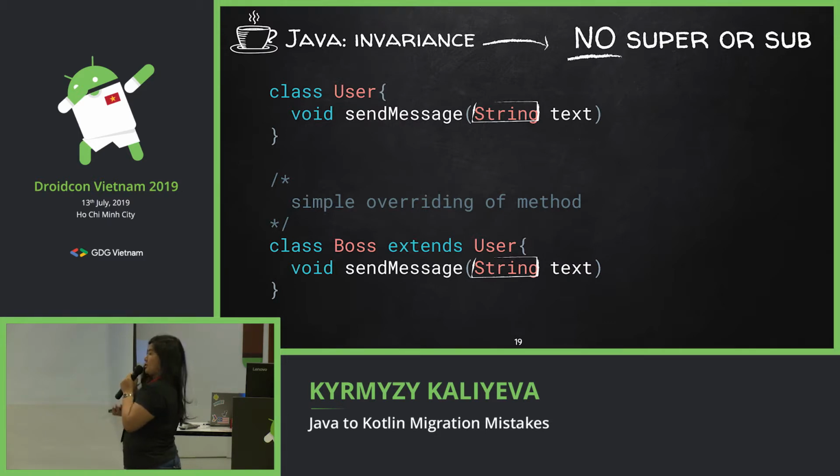Invariance is just our normal simple overriding of the method. You just override the method here. We call it invariance. There are no super or subtypes.